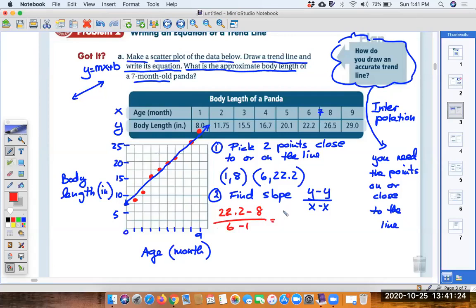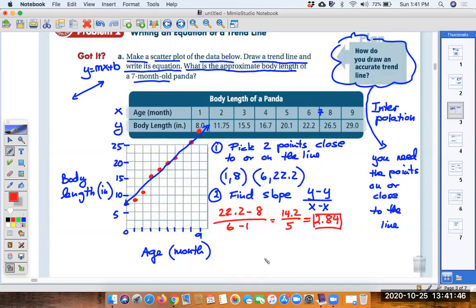And that'll be 14.2 divided by 5. And in this case, you can actually divide it. Use your calculator. 14.2 divided by 5 equals, don't forget to hit that equal sign. And then you can round. I'm going to round to 2.84. That's the slope.